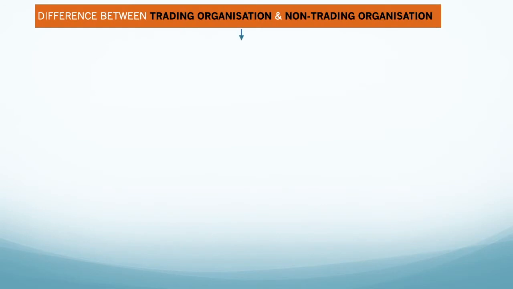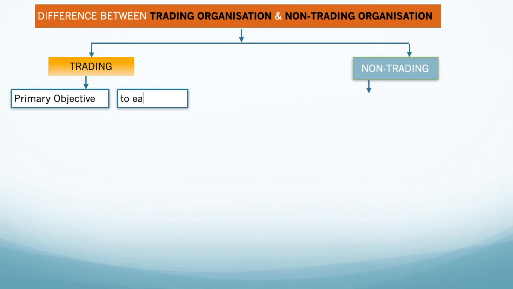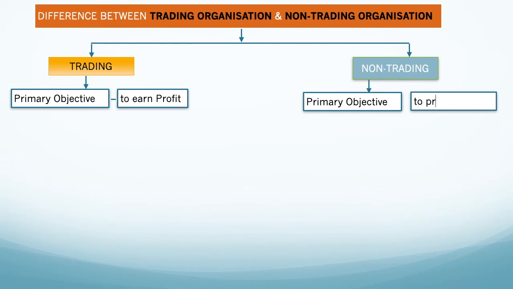Then we saw the difference between the trading organization and non-trading organization. As we know, the primary objective of the organization, we already saw in the meaning. So the first point here is the same, that the primary objective of trading organization is to earn profit, and the primary objective of the non-trading organization is to provide services. The second point, which we discussed last time as well, I'm discussing again to just revise the concept.